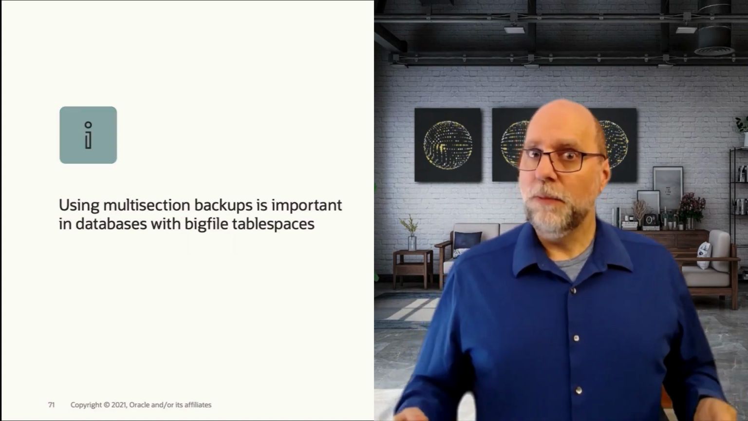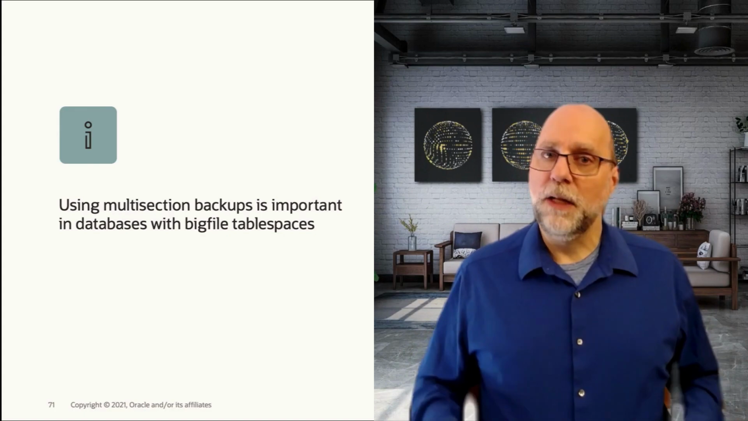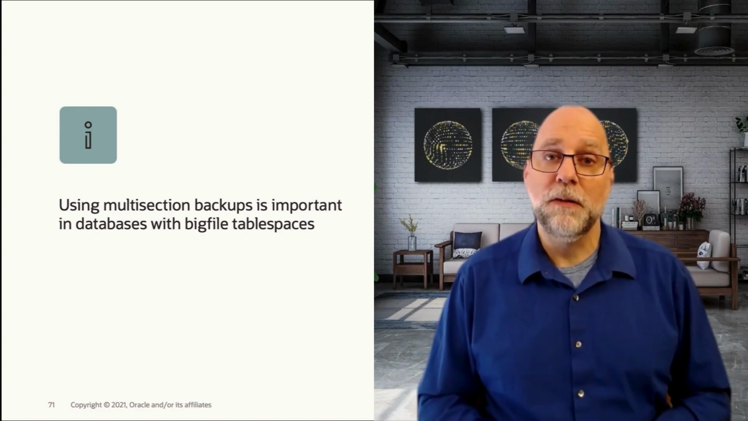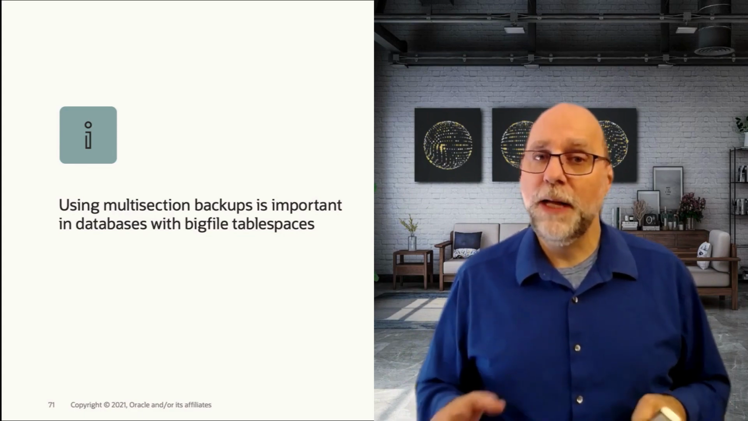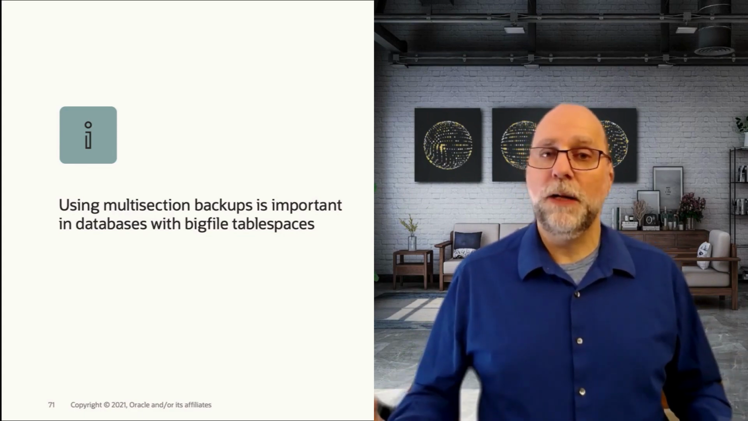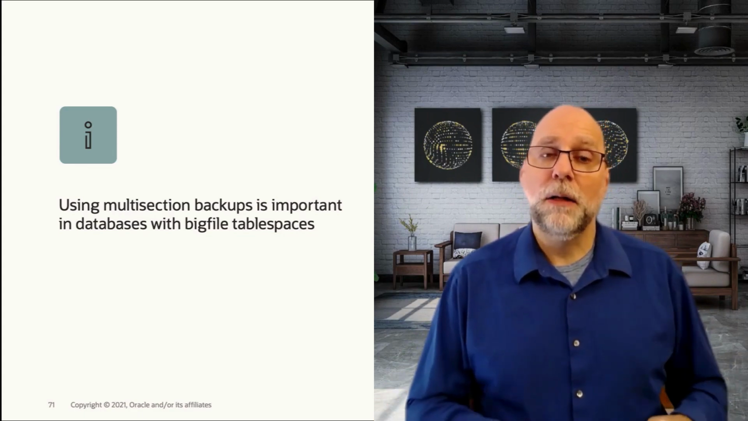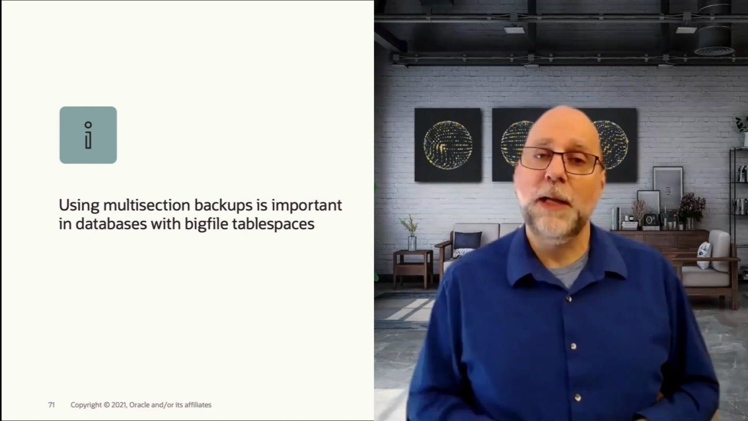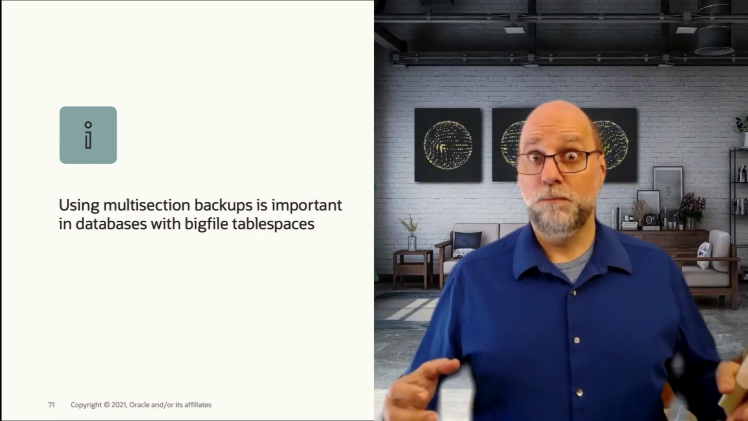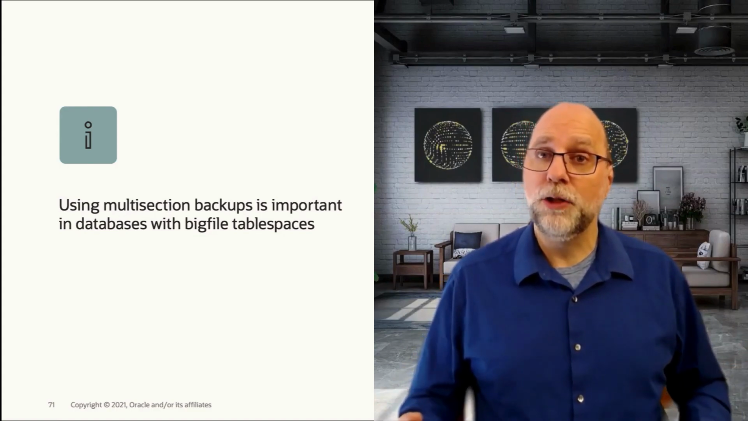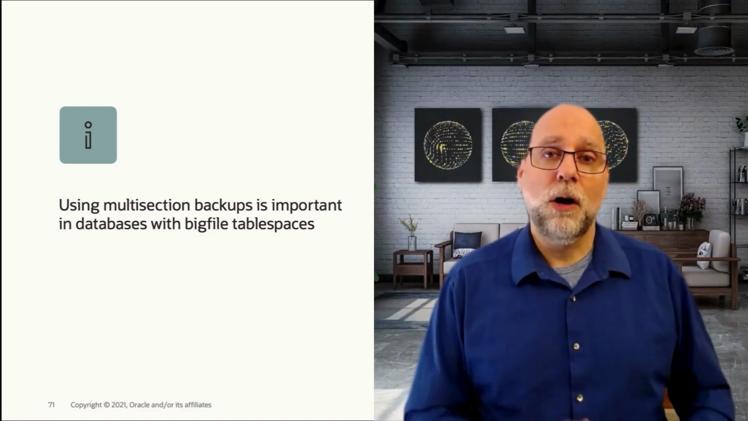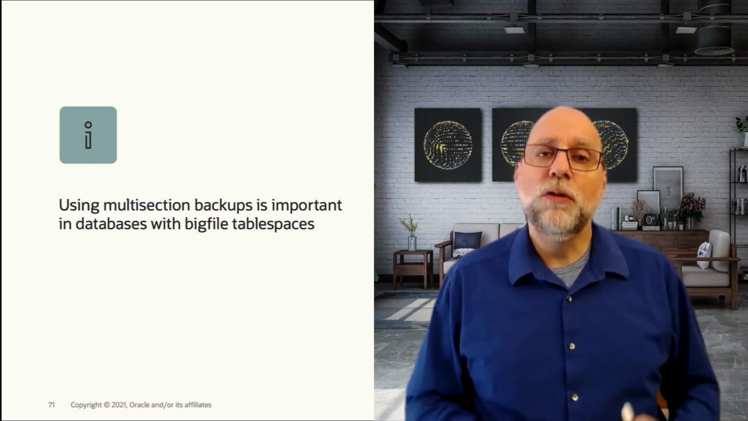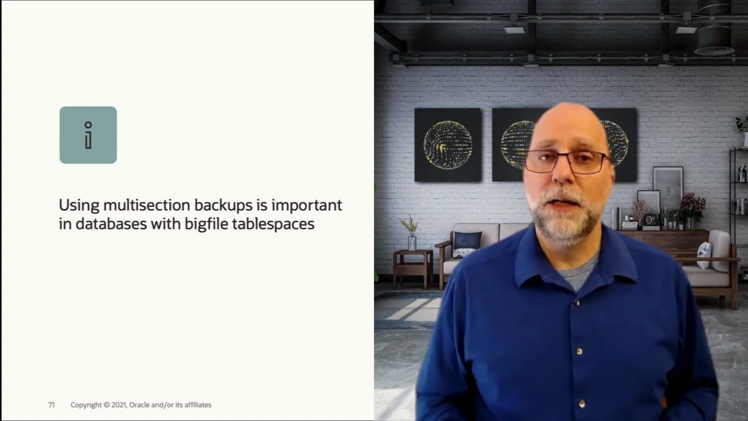Speaking of those backups, if you have a really big database, let's say you have a 200 terabyte database and you've got bigfile tablespaces, you probably have some data files that are more than 10 terabytes in size. A bigfile tablespace can be up to 32 terabytes if you have an 8K block size. And that's a big file to move with one RMAN channel, because by default, RMAN's parallelism, what we have called RMAN channels, will use one channel per file in the database.